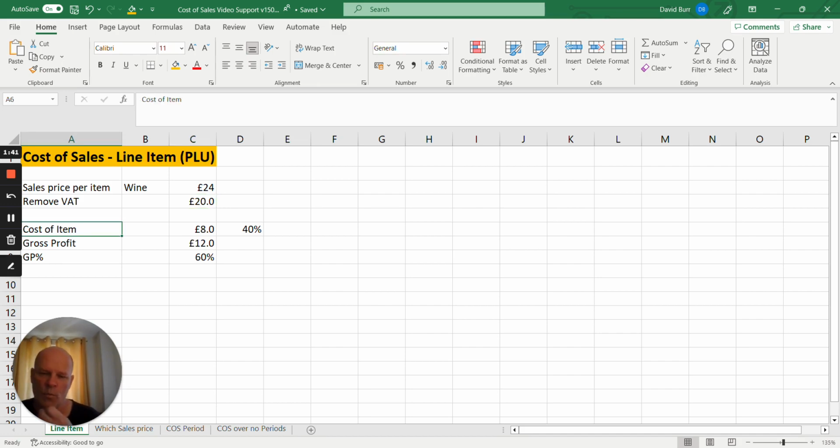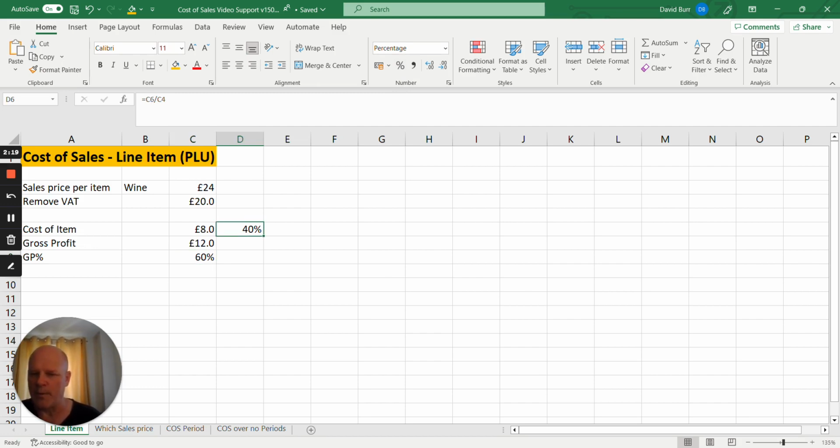The cost of the item, when you're just doing an item, the cost of sales is literally the cost of the item, which is £8, and you get that from the supplier's invoice. Subtract that from the net sales price and it will give you £12. So your gross profit is £12 and your cost of sales is £8. As a percentage, your gross profit divided by the net selling price gives you 60%. In fact, if you had that as a number, it would be 0.60. You then need to click on percentage to give you 60%.